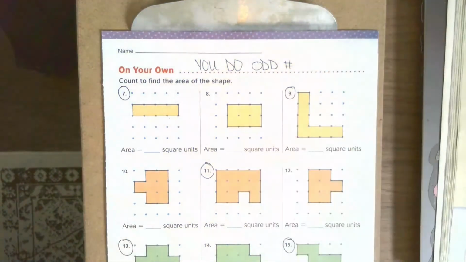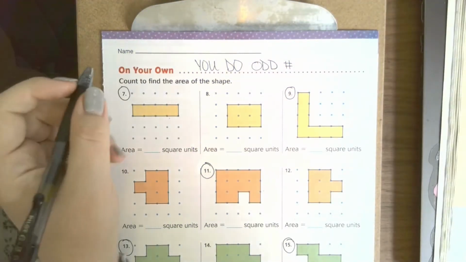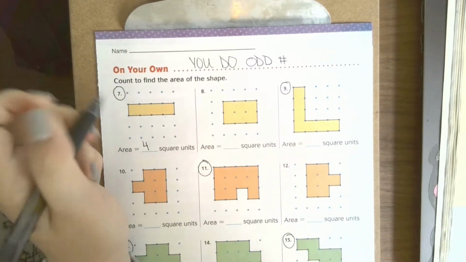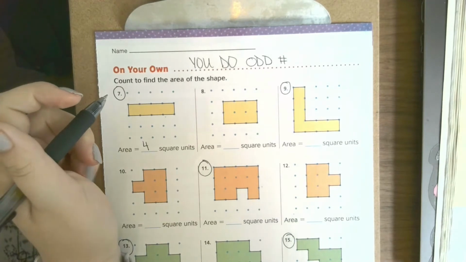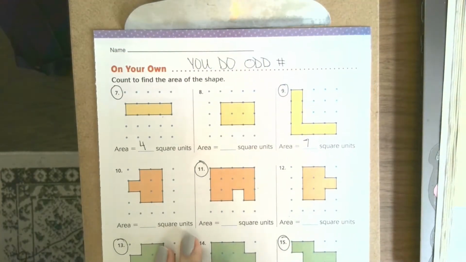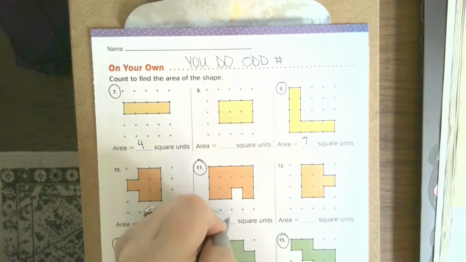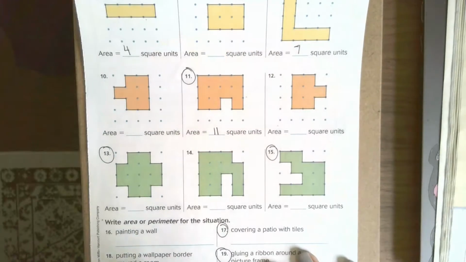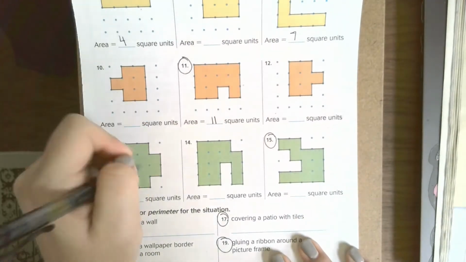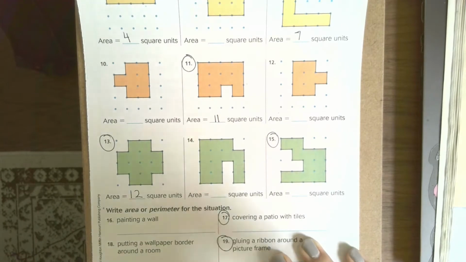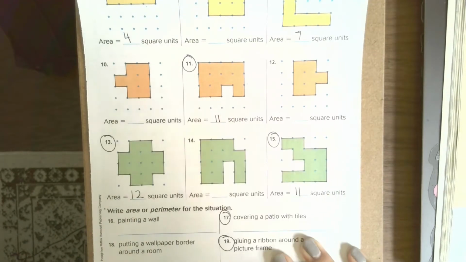So I'm just going to fill in the answers for these top questions because they're pretty straightforward. So number 7, the answer is 4. Number 9, the answer is 7. It's a little confusing. Question 11, the area is also 11. Question 13, the area is 12. And question 15, the area is 11.